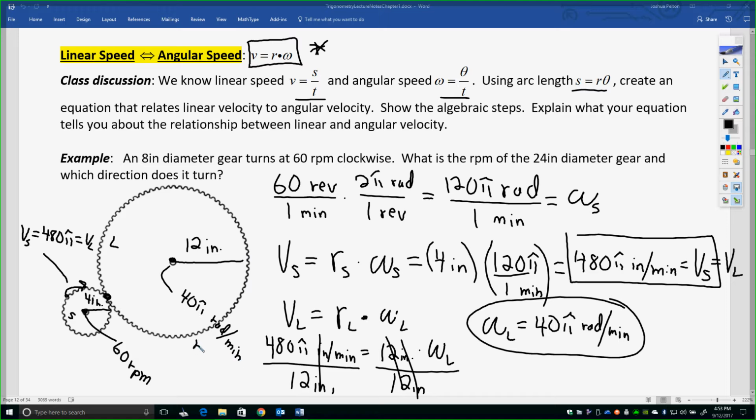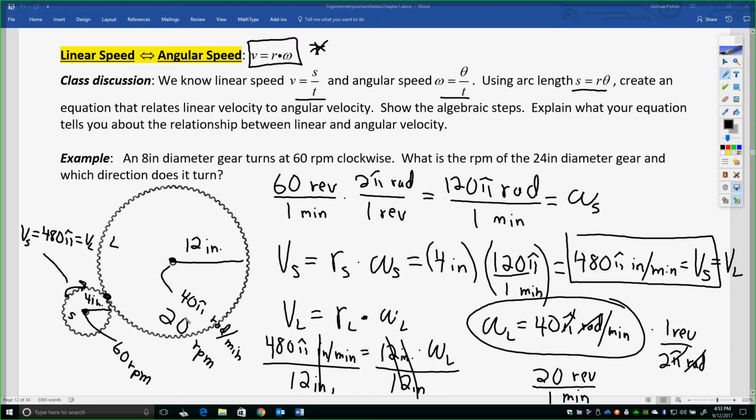The last thing we want to know is the RPMs of that center, how much it's spinning. That's just converting that. So we'll multiply this by 1 revolution per 2 pi radians. The radians and the pi cancel, leaving me with revolutions per minute. 40 over 2 is 20. So that's 20 RPMs, our final answer.